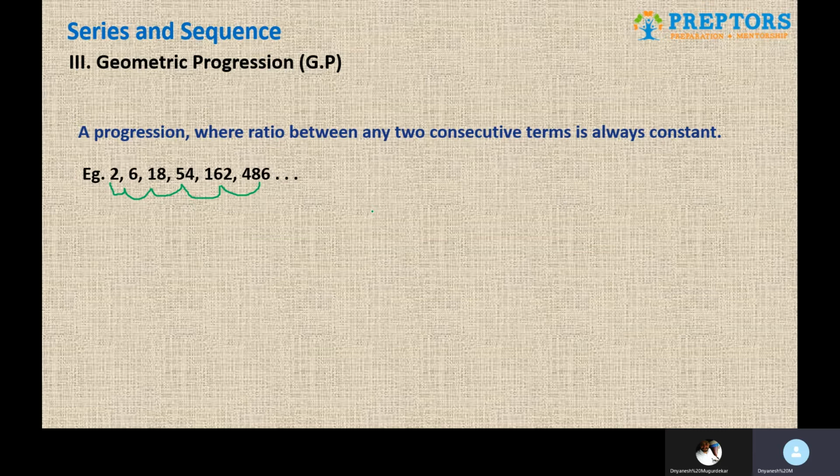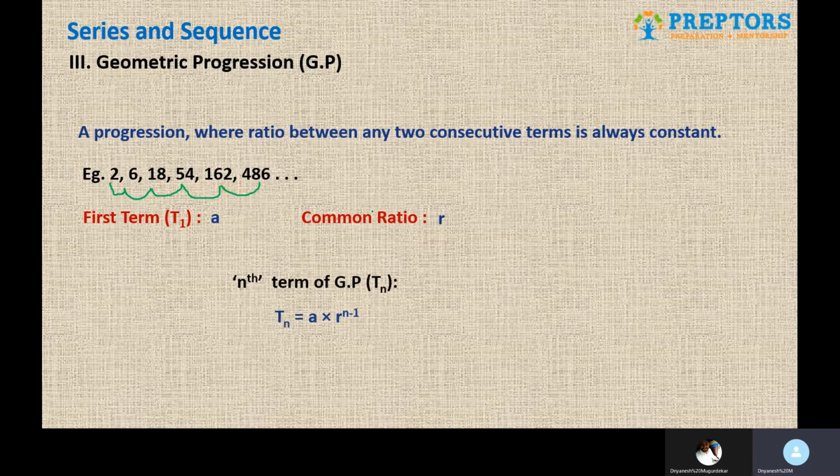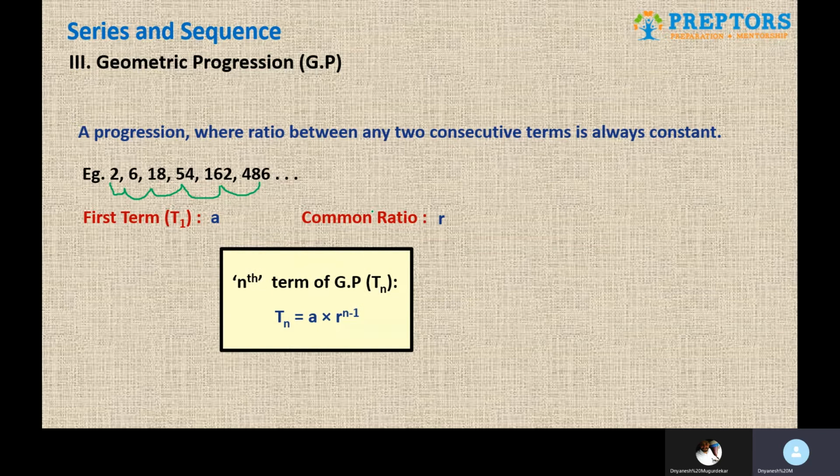As usual, the same specifications. The first term is T1, also called small a. Here it is the common ratio, which is called small r. And as usual, there has to be a direct formula to figure out any of the terms, which is the nth term of GP, given by Tn is equal to a into r raised to n minus 1. If you know the GP, you'll know a, you'll know r, and which term you are supposed to figure out, so you also know the value of n. This is how you can figure out the nth term of the GP directly by just substituting and calculating this simple expression.